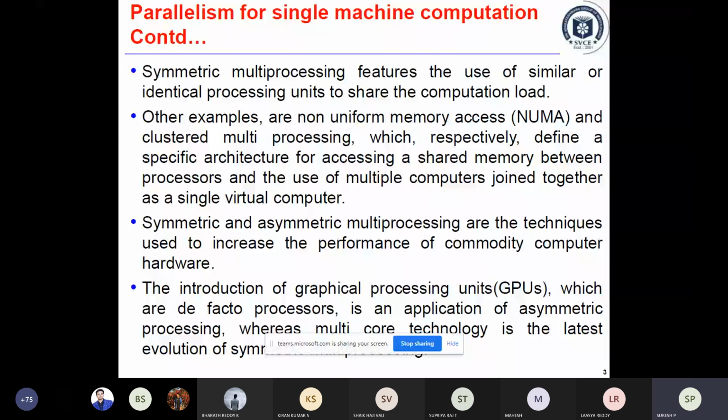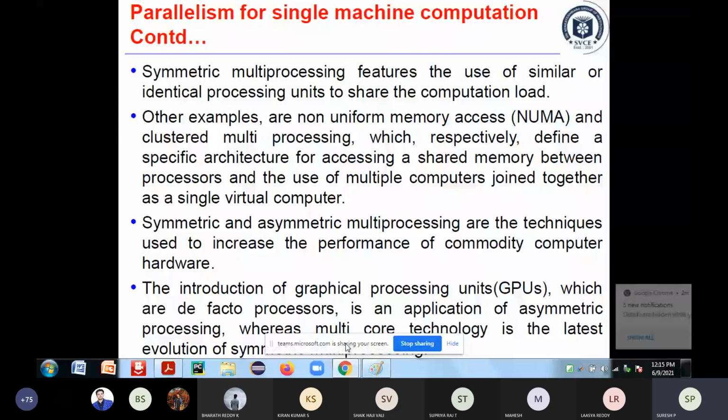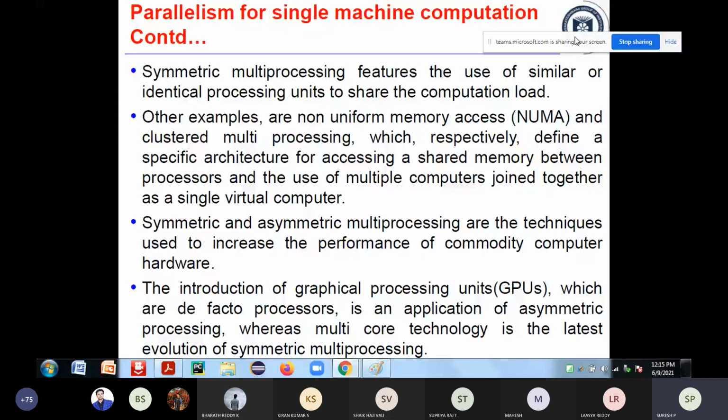That particular processing unit is called a graphical processing unit. So now, which is the de facto processor? This type of processing unit is an example of asymmetric processing. Whereas multi-core technology is the latest evolution of symmetric multiprocessing. Okay.